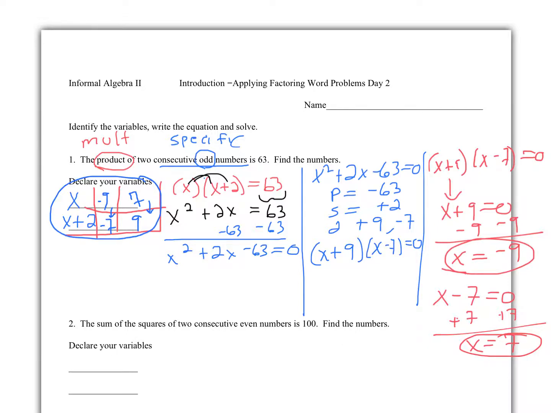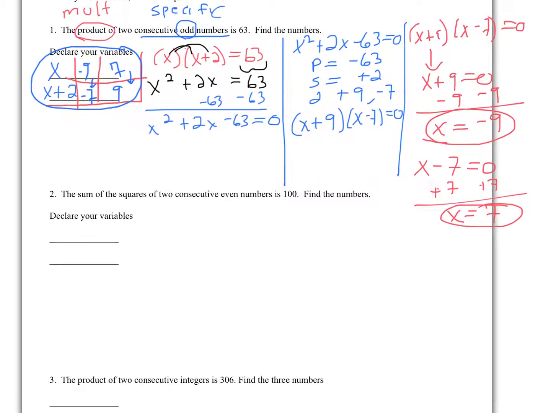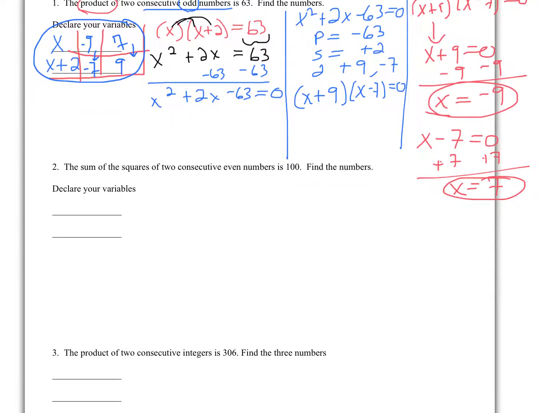Alright, so there's our first one. Okay, so let's scooch up. Alright, so we'll take a look at this one. Okay, so here we go. Now again, when we do a word problem, the first thing we do is read the stupid thing. We don't do anything else but read it. Okay? So here we go.